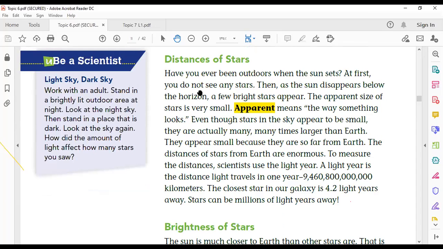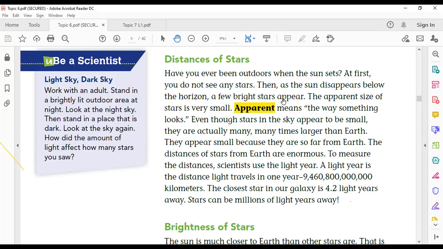Now, have you ever been outdoors when the sun sets? What does sun sets mean? Goes down. Yes, excellent. At first, you don't see any stars. Then, as the sun disappears below the horizon, they start appearing. After the sun disappears, when it gets dark, you start to see the stars. A few bright stars appear at the beginning, then when it gets darker, you can see more stars.